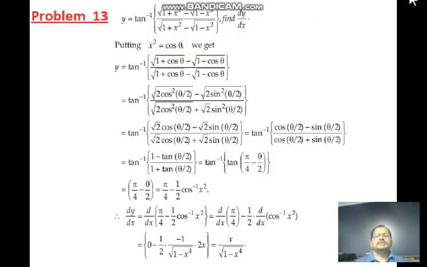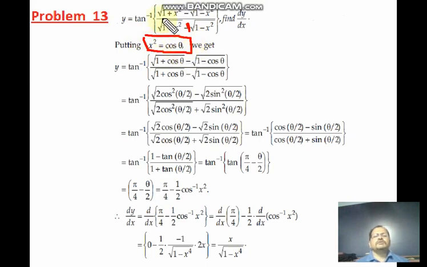Now in this next problem, 13th, y is equal to tan inverse of (under root 1 plus x square minus under root 1 minus x square) divided by the similar thing. It should be plus somewhere here, it is in the denominator, plus under root 1 plus x square. Now here put x square equal to cos theta. x square is cos theta. Remember.